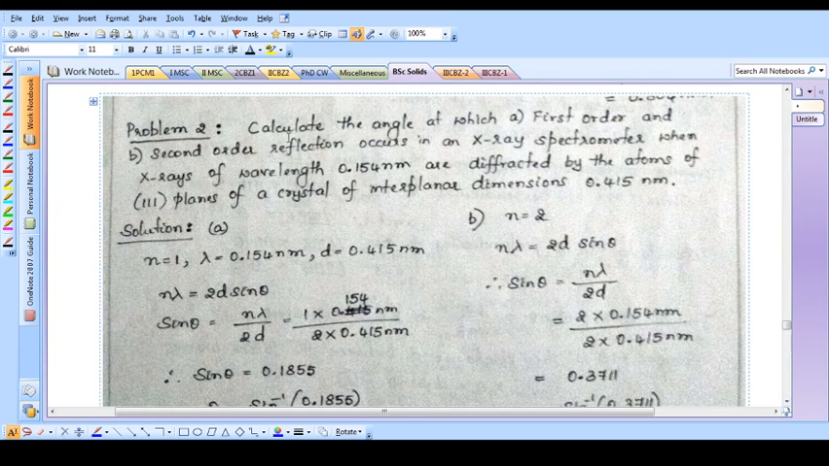Calculate the angle at which (A) first order and (B) second order reflection occurs in an X-ray spectrometer when X-rays of wavelength 0.154 nanometer are diffracted by the atoms of 111 planes of a crystal of interplanar spacing 0.415 nanometer. What is 111? It is nothing but the hkl values of the plane, the Miller indices of the plane.